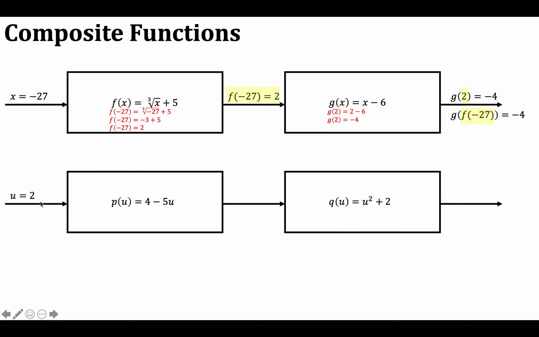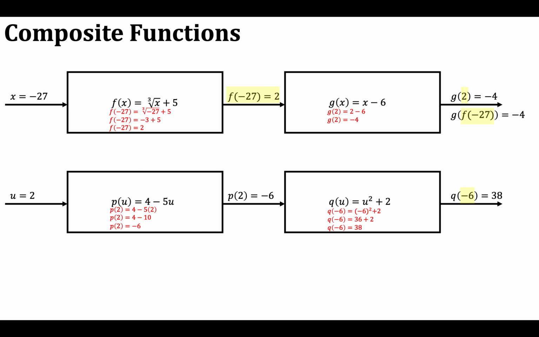So let's put u equals 2 in here, and that tells us that p of 2 is equal to 4 minus 5 multiplied by 2. That's 4 minus 10, which is negative 6. So we just work through that substitution. So we know that our output from that first function is p of 2 equals negative 6. Now that output from the first function so happens to be the input for the second function. So q of negative 6 is equal to negative 6 all squared plus 2, which gives us 38. So the output q of negative 6 is equal to 38.